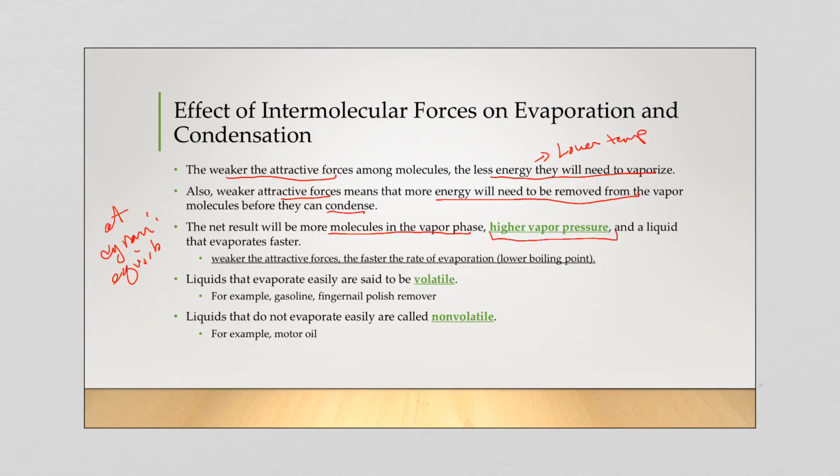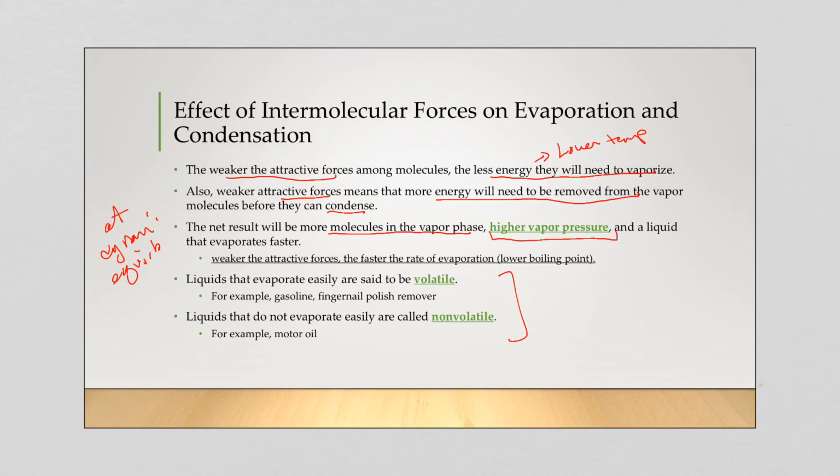Right? So the vapor pressure is just simply the pressure exerted by the vapor above a liquid. Right? And the weaker the intermolecular forces, the faster the evaporation, the higher the vapor pressure. Also means it's going to have a lower boiling point, but we'll get to that point. Right? So weaker interactions not only lead to a lower boiling point, they lead to a higher vapor pressure above that liquid. Now we have some other terms that we sometimes use to describe these differences.